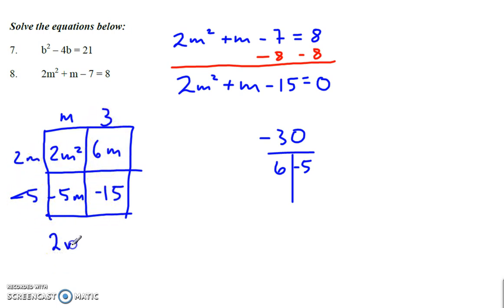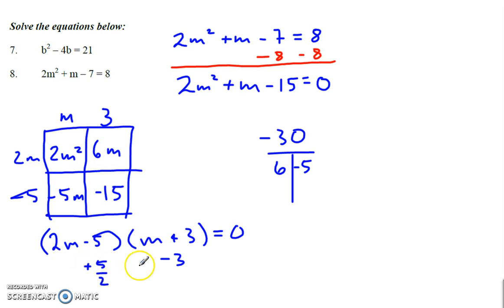So I have 2m minus 5, and then m plus 3. This needs to equal 0. So I make each one of these 0. So when is this one 0? Well, when that's negative 3. When is this one 0? I have to add 5, so plus 5, and then I have to divide by 2. So these are my two solutions, negative 3 and 5 over 2.